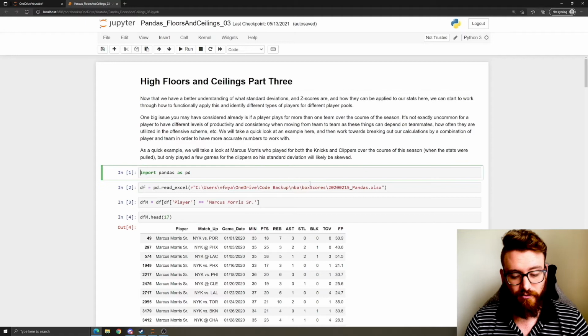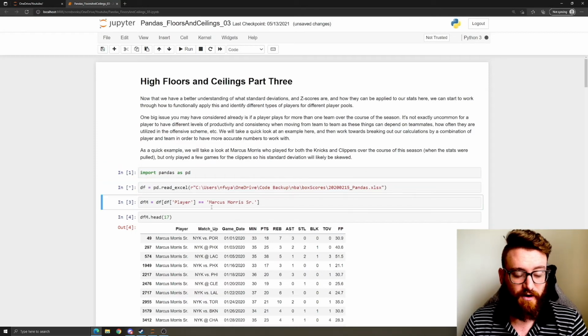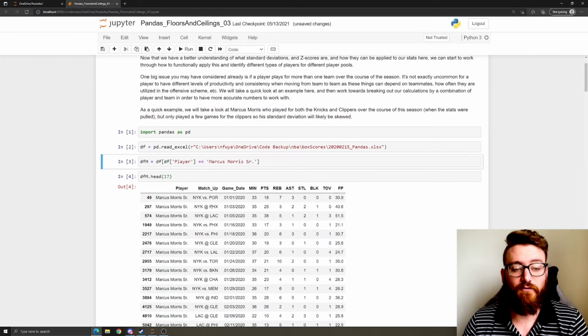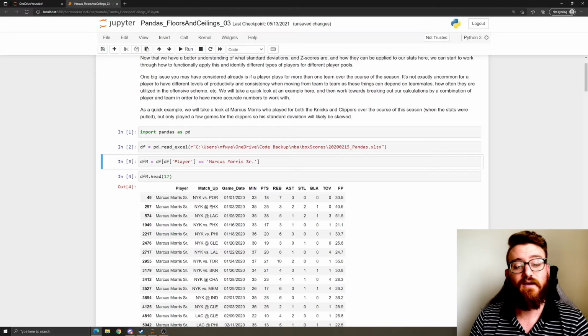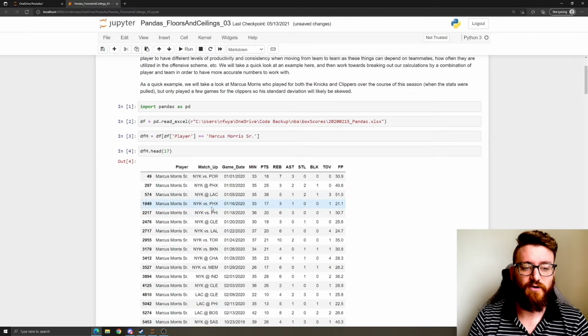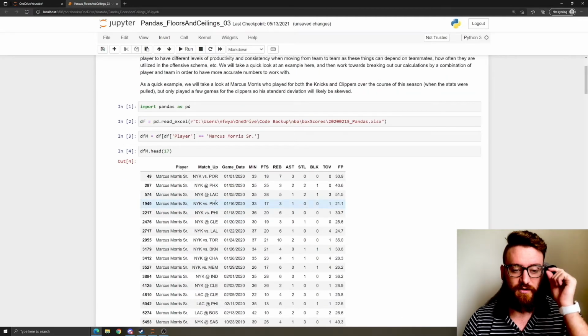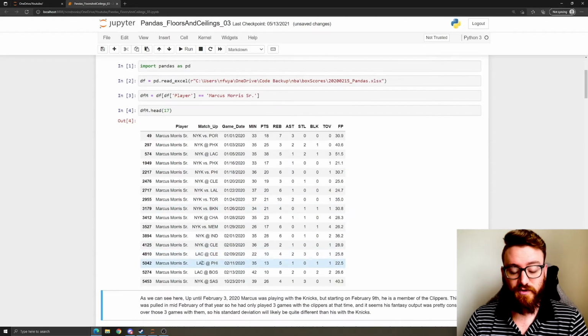First thing we're going to do is import our pandas module and pull in our data frame. If you recall from previously, we worked a lot with Marcus Morris, and we identified that he had been traded over the course of that season, and he'd only played 2 or 3-ish games with the Clippers at the time that I pulled this data set. So we're going to go ahead and create our Marcus Morris data frame. And as we can see, we only have 3 games with the Clippers.